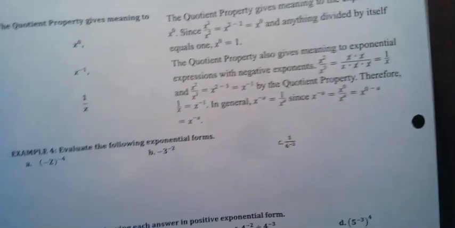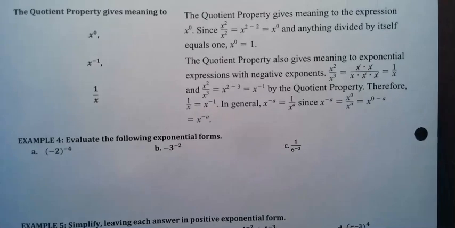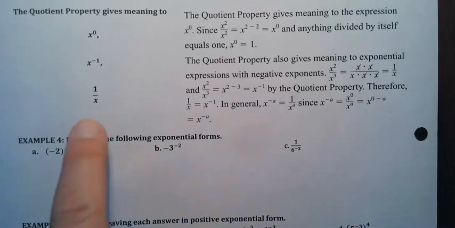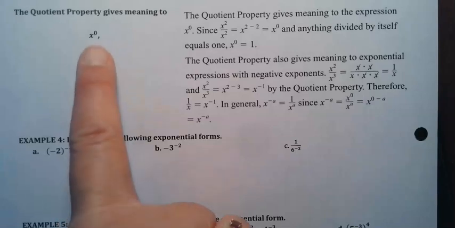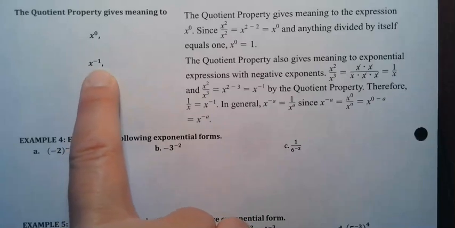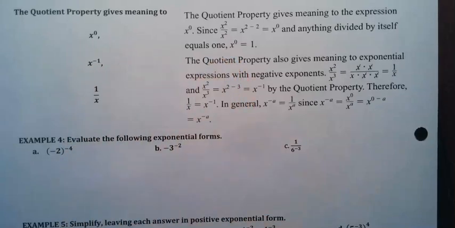Then we've got some information here about the quotient property. It says the quotient property gives meaning to this idea of x to the 0 and x to the -1 power. So, if we look at this, the quotient property gives meaning to the expression x to the power of 0 because it says since x squared over x squared would equal x to the 2 minus 2, right? We're good with that? 2 minus 2 is what?